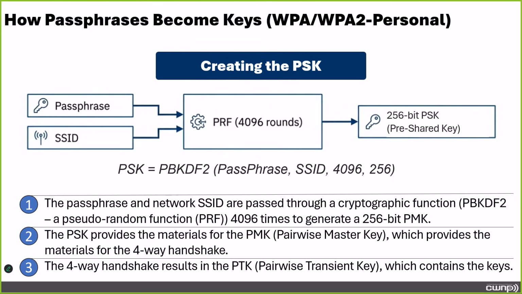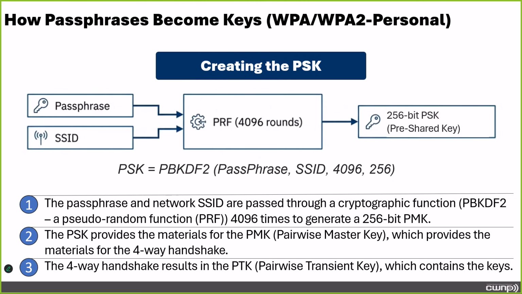So the standard defines a pseudo-random function, the PBKDF2 function, which is a password-based key derivation function, PBKDF. And what we do is we take our passphrase and the SSID and we run it through this pseudo-random function.